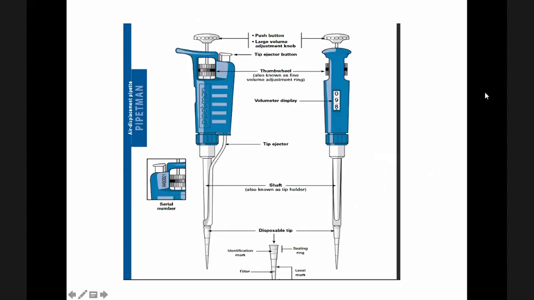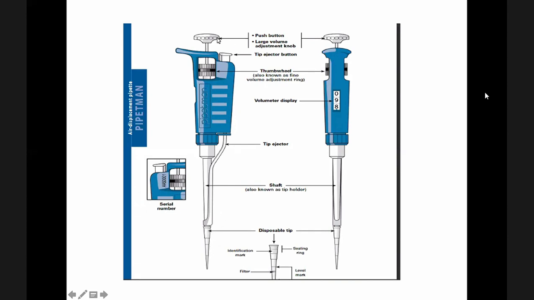Okay. So this is the anatomy of the pipette. This is the disposable tip and this is the shelf, the tip holder. Next, this is the tip ejector. If you want to eject the pipette tip, you just push this one. The pipette tip will drop once you are already done.